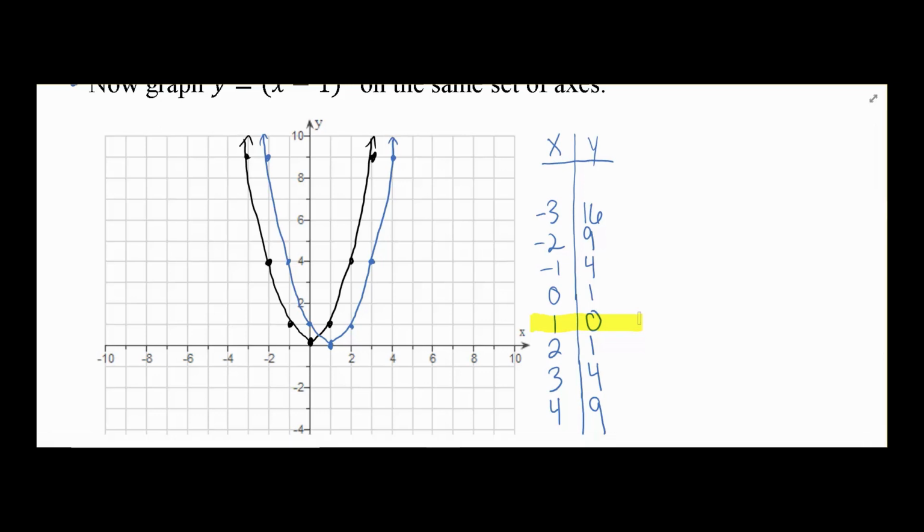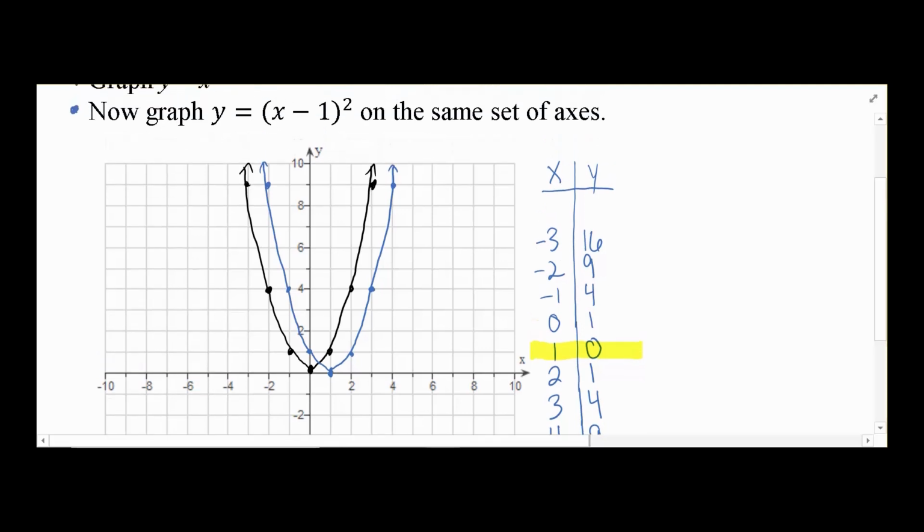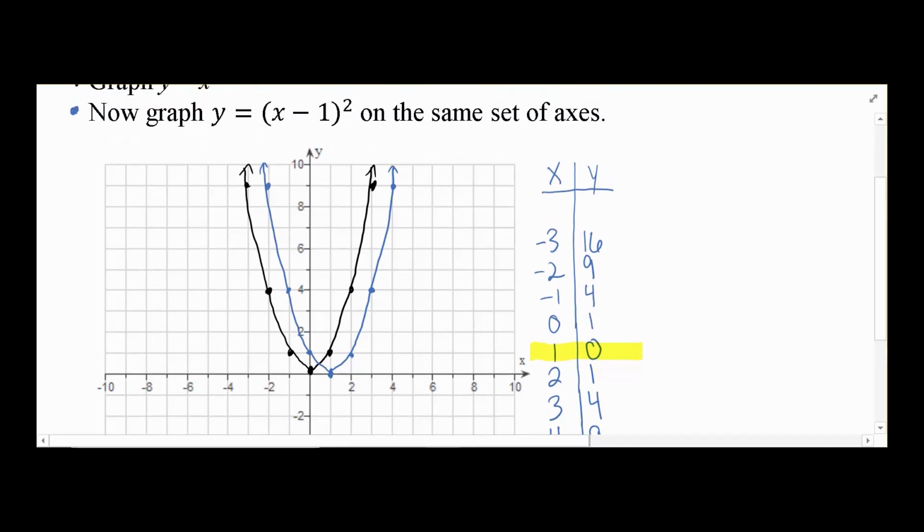When we looked at the ordered pair 1, 0, we plugged 1 in for x. The minus 1 brought us back to 0. And then we squared it. So we had to plug in a positive 1 to counteract the minus 1. And that's why this becomes a shift to the right.